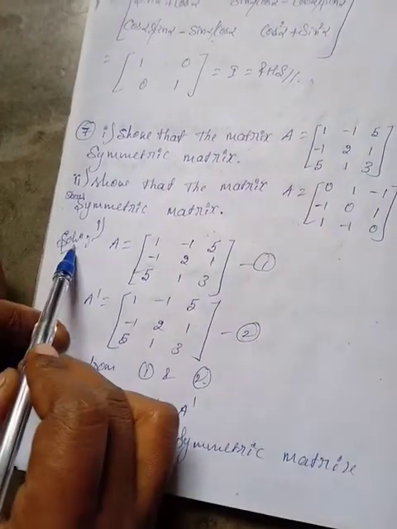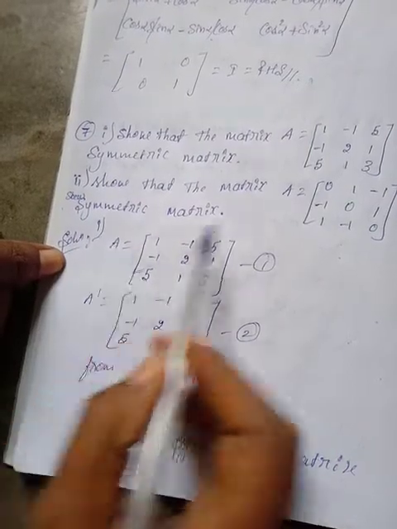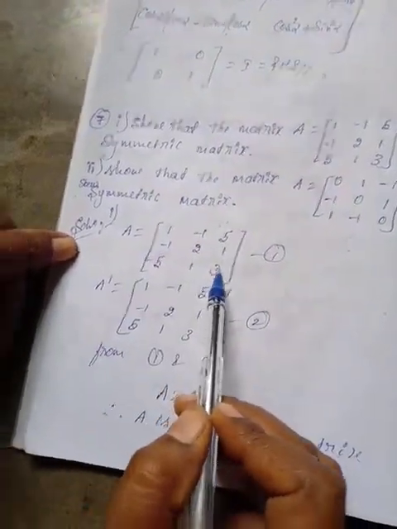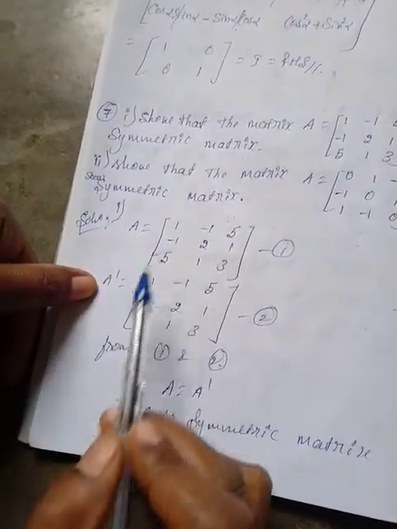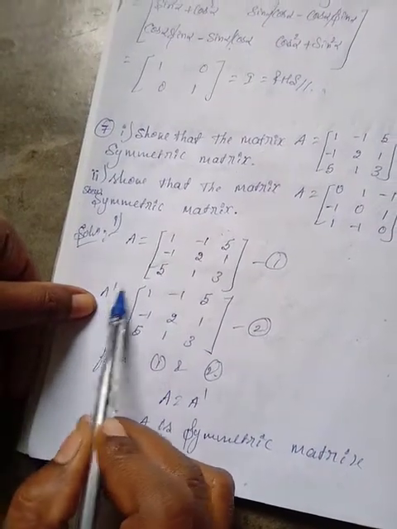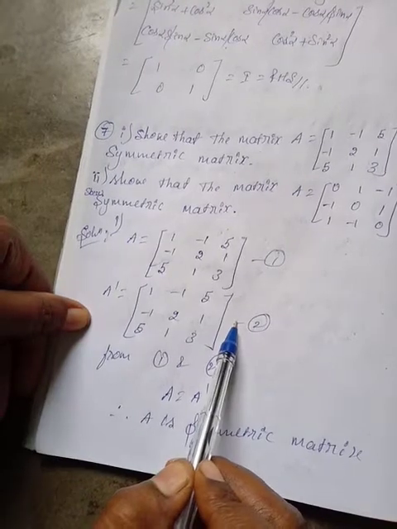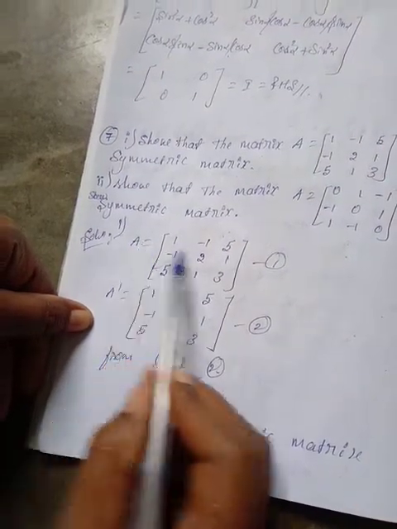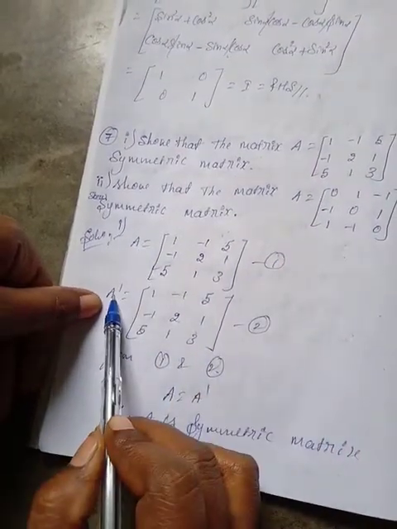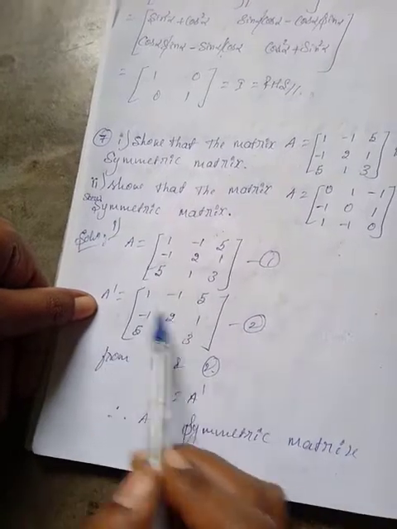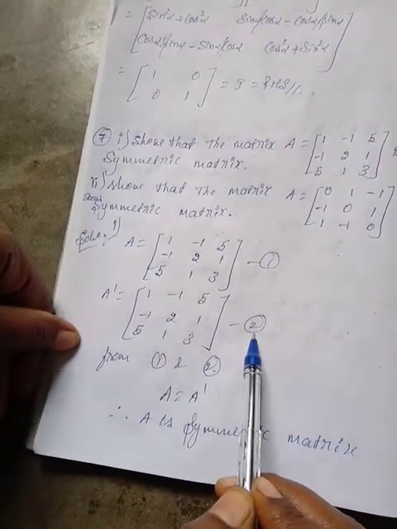That is, first one, solution: write the given matrix as it is. Then take the transpose of this matrix. The transpose of a matrix changes rows into columns. This is the transpose of this matrix. Take the given matrix as equation 1. After transposing, rows into columns, take this as equation 2.